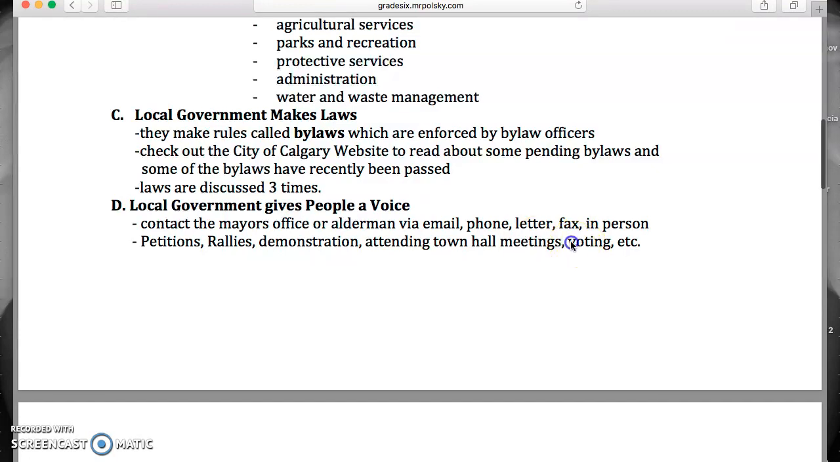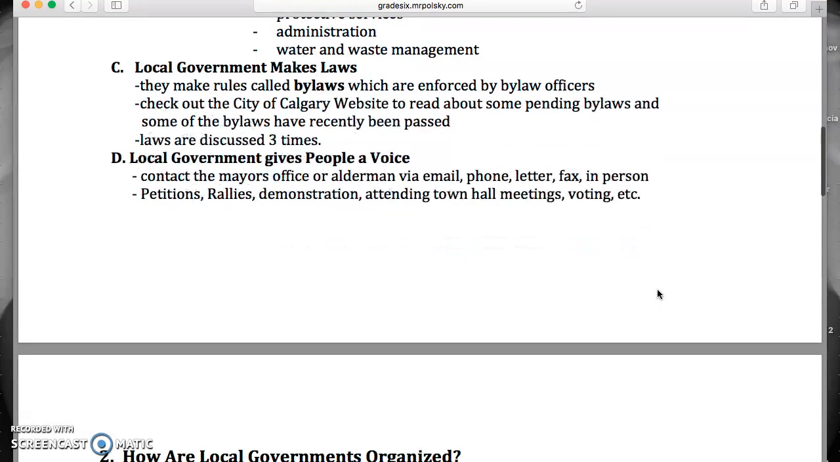And the last way we can have a say is through voting. Obviously, you're not allowed to vote until you're 18. But you can still have conversations with adults in your life about who they're voting for, or who you would vote for, and why you would vote for that person.